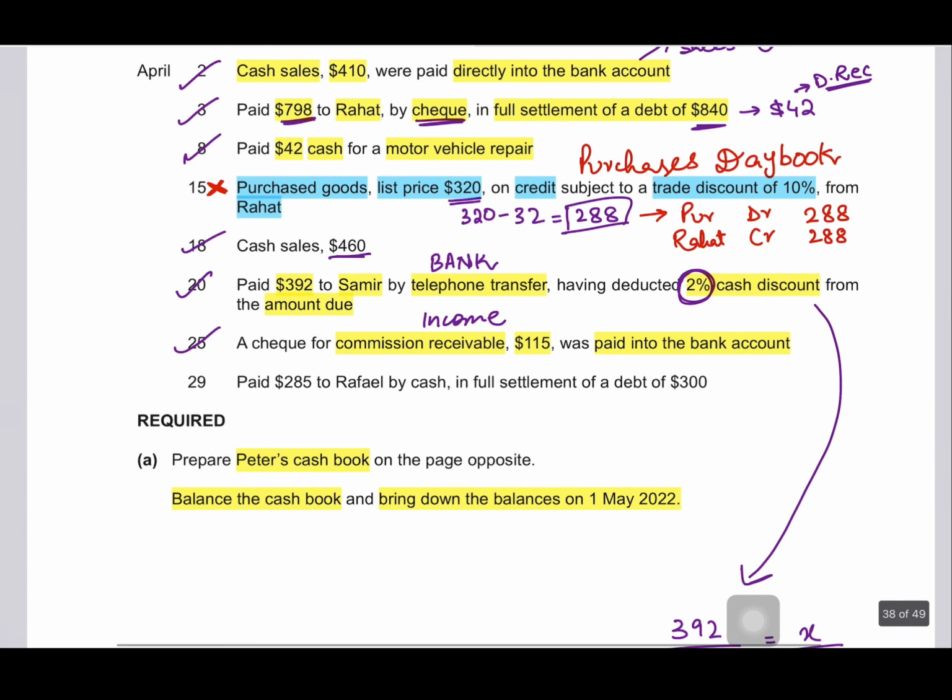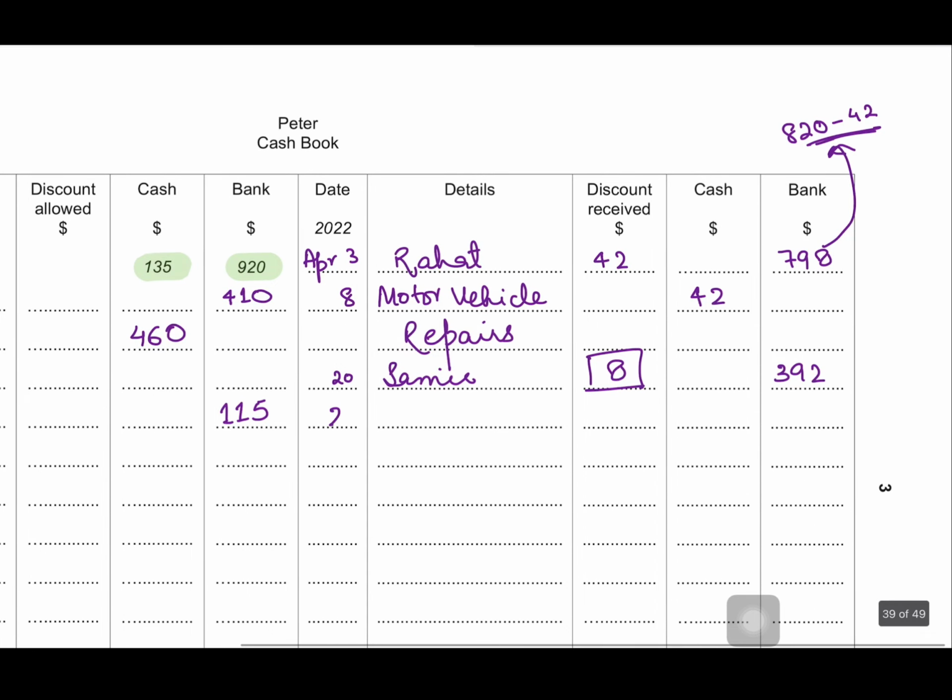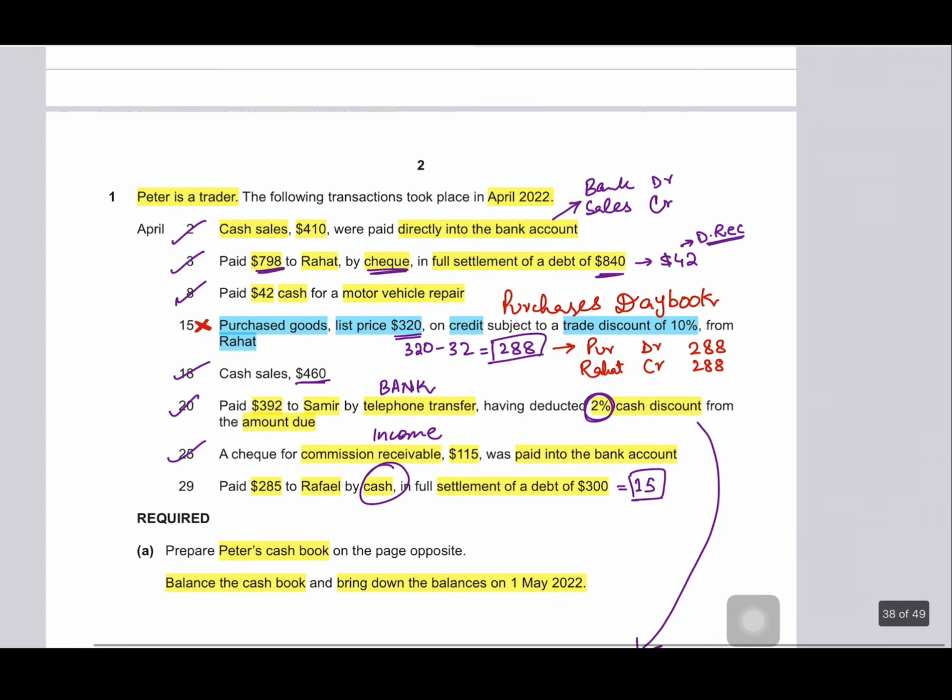Then last, paid $285 to Rafael by cash in full settlement of a debt of $300. Again we are getting a discount, and the discount value is 300 less 285. We are getting a discount of $15. We were supposed to pay 300, however we are only paying 285, and this is through cash. So on April 29, Rafael, we are getting a discount of $15 and we are paying 285 cash. Okay, this was the last transaction.